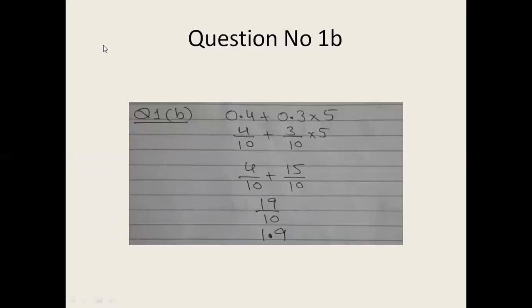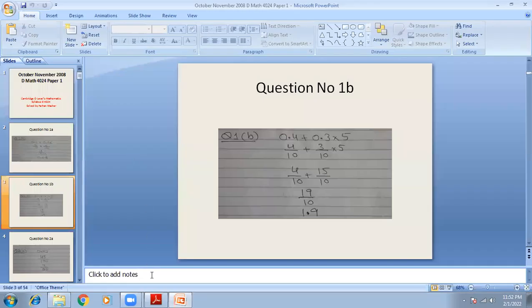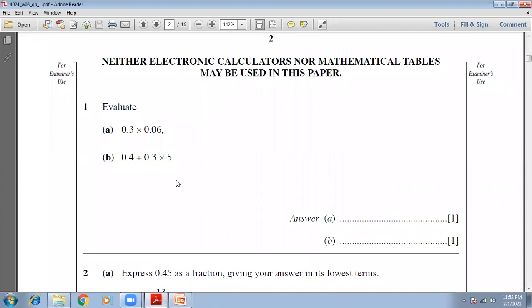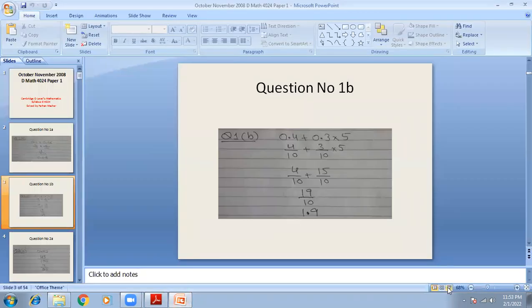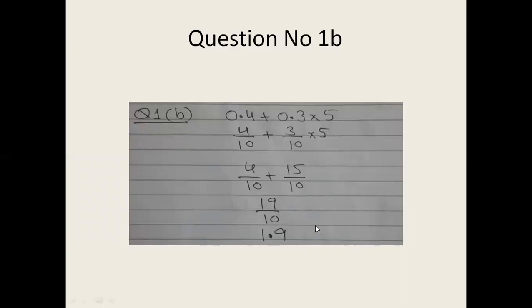He says, let me show you the question. Here we go. The question is 0.4 plus 0.3 multiply 5. So we have to evaluate. The procedure is same. We will remove the decimals. So you will have 0.4 means 4 by 10 plus 0.3 means 3 by 10 multiply 5. And you will have 15 by 10. Because the denominators are same, these two fractions will add up directly. The numerators will be added up. So 4 plus 15, that will be 19 by 10, and that will be 1.9. Hopefully you understand.